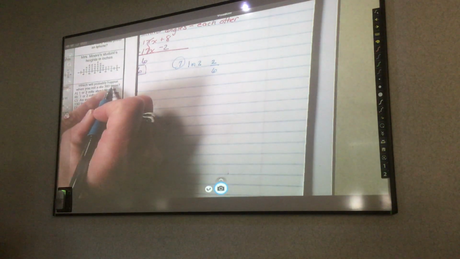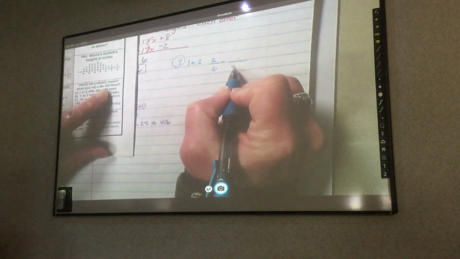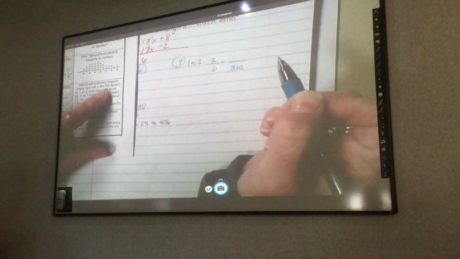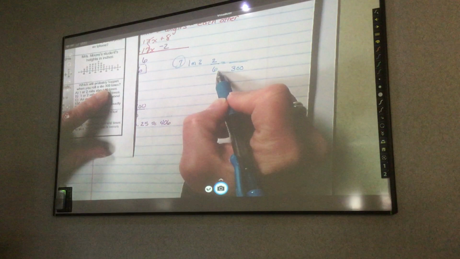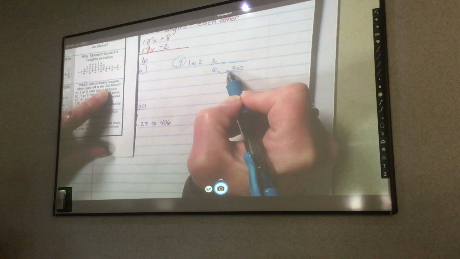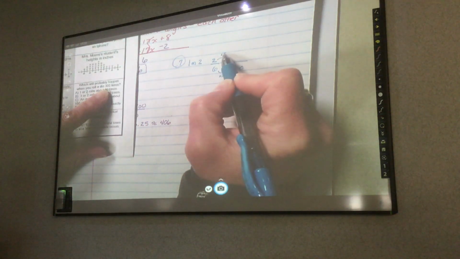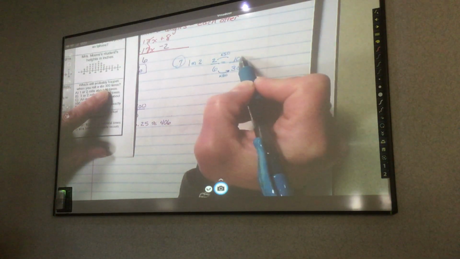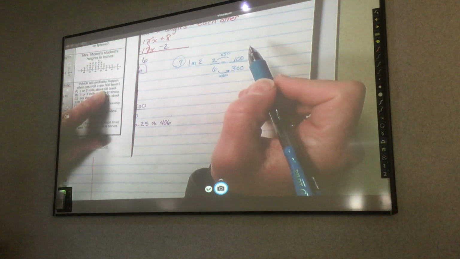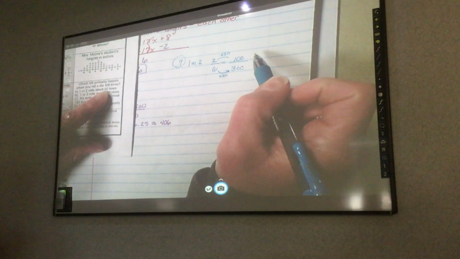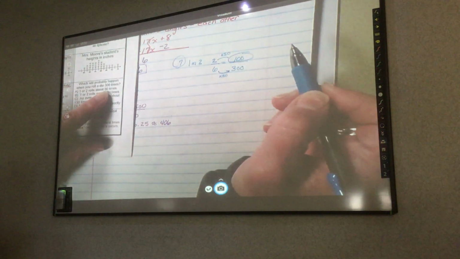But I'm rolling the die 300 times. So that has to equal, on the bottom, 300. Does that make sense? You guys understand why I have 300 on the bottom? How'd I get from 6 to 300? Times 50, right? So I'd have to take 2 times 50, so that would be 100. So it says if I roll a 1 or 2, it comes up about 50 times. Does it come up about 50 times? No, it comes up about 100 times.